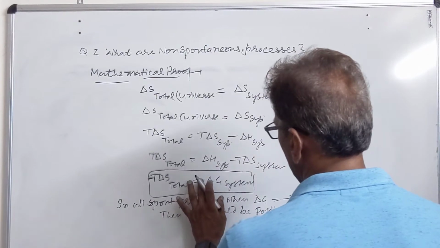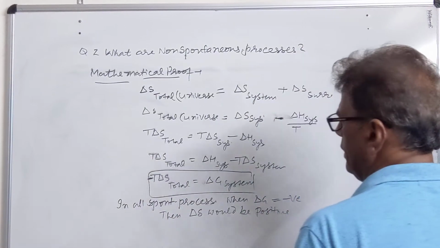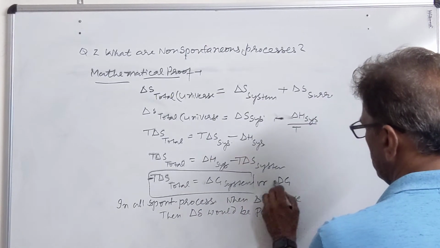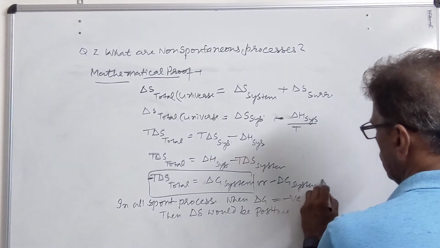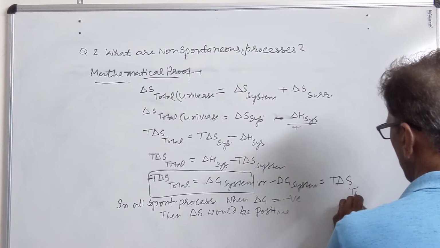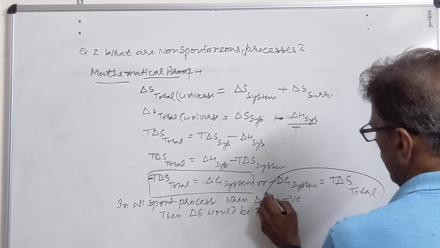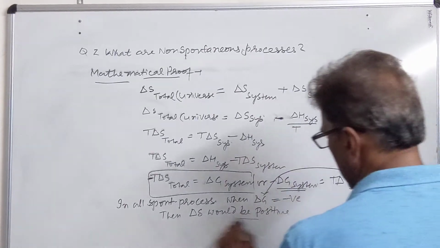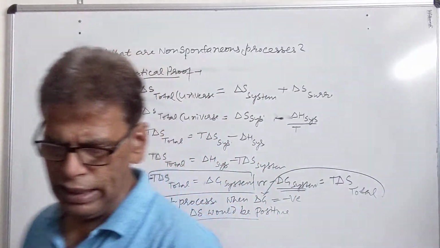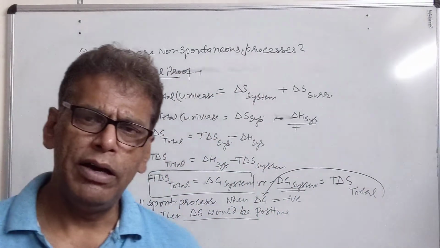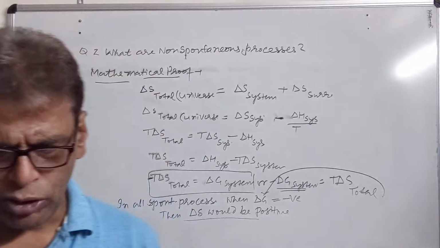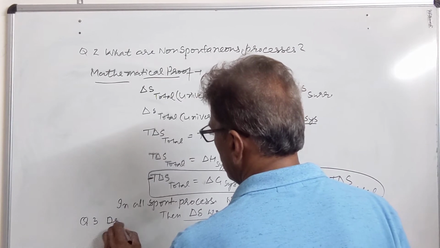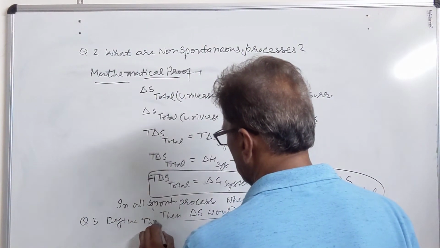So delta G system negative will be equal to T delta S total. From here we got the idea, when free energy of the system is decreasing, entropy is continuously increasing. It is the general statement of the second law of thermodynamics. Then we come to the third law of thermodynamics. Define third law of thermodynamics.